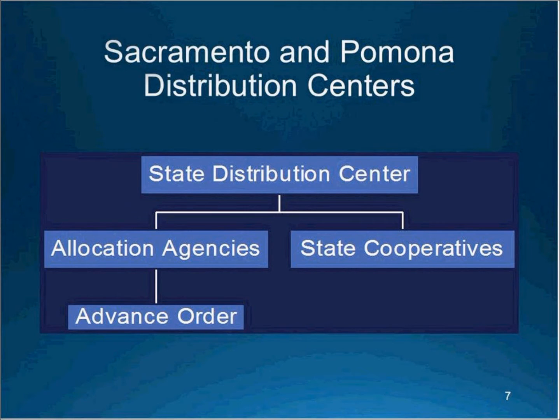Now that we have gone over what entitlement is, how it is calculated, and what it can be used for, we will now discuss how you can participate in the food distribution program. To begin, we will review the two methods that utilize the state distribution centers, which are allocation agencies and state co-ops.